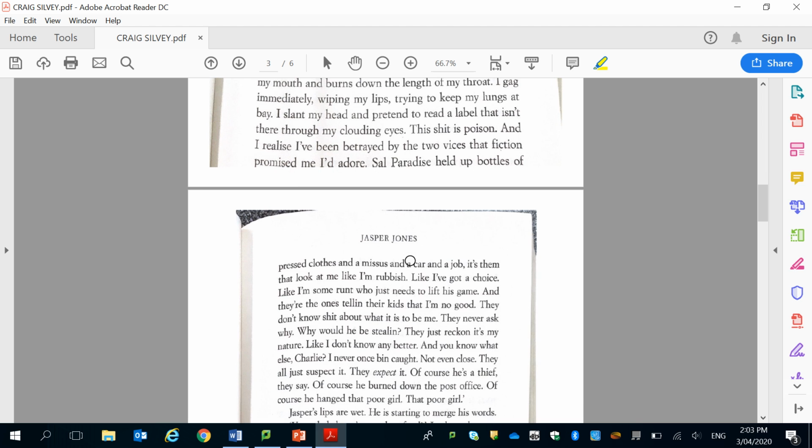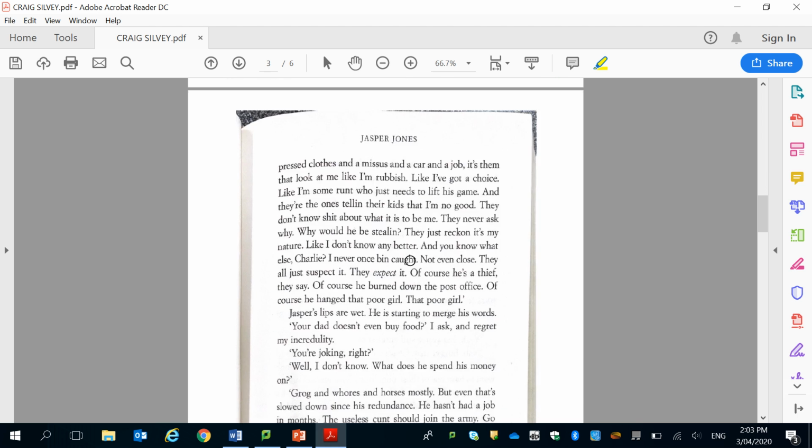Alright, we're moving ahead now to page 43. Sorry, not page 40. We've done page 43, moving to page 45. Okay, and their conversation continues.